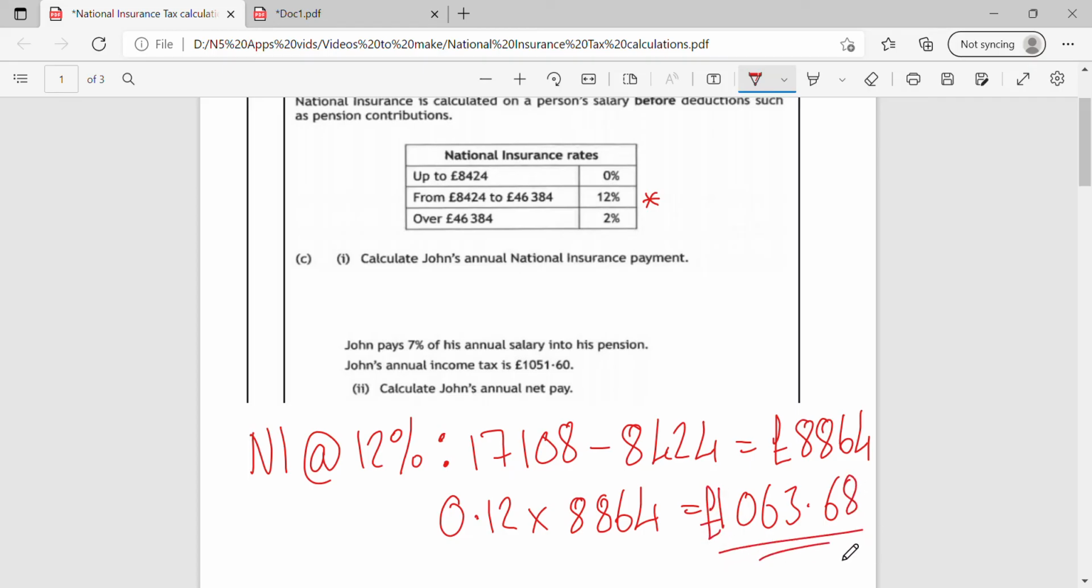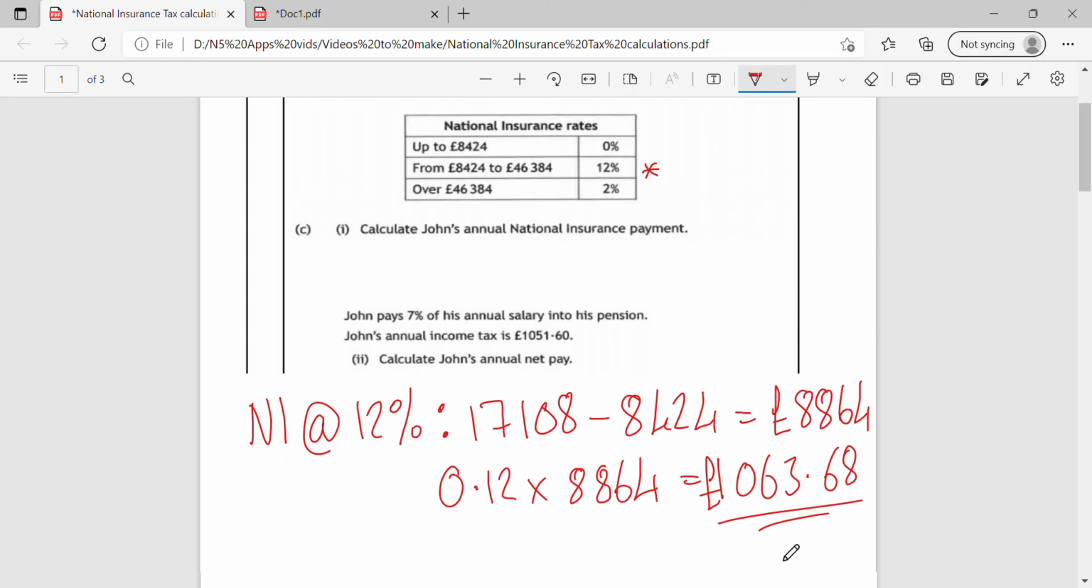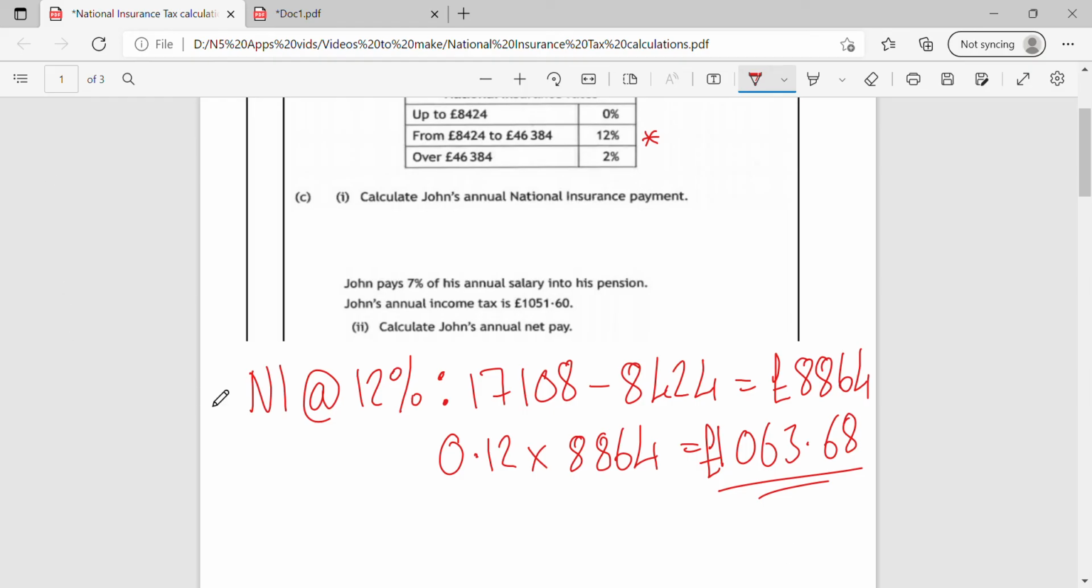He pays no more national insurance than that, because anything below £8,424 you pay 0% on. So in the middle bucket he's paying 12%, in the lower bucket you pay 0%. So this is all that he's paying for national insurance. So that there is an example of one that only really has one step. But at the end of the video we'll take a look at an example which has 2 steps because of the amount that the person earns. So that's usually how part A goes, or part 1 in this case.